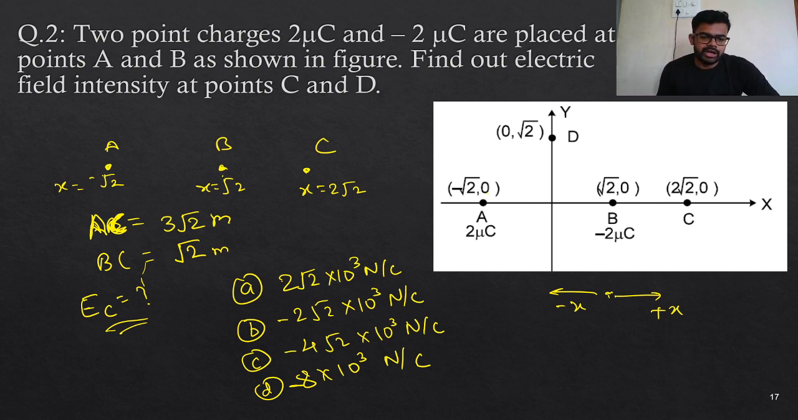Okay, that's all. So I'm going to write the answer now. The correct answer is minus 8 into 10 raised to 3 Newton per coulomb. If you will ask how, then I'm going to explain you now.